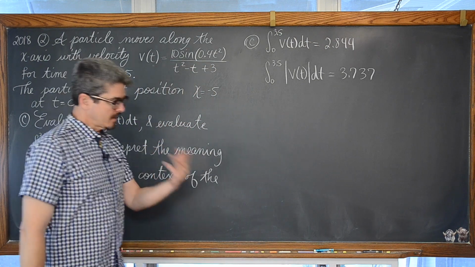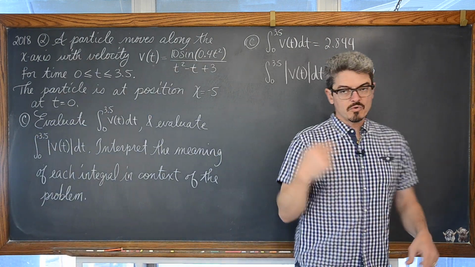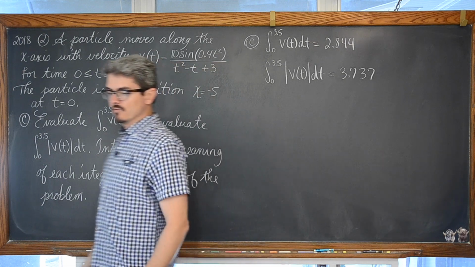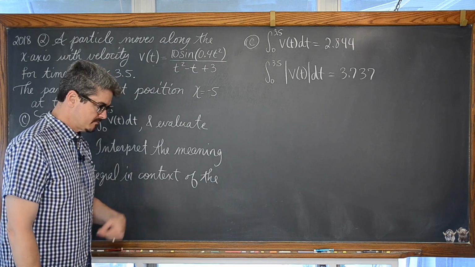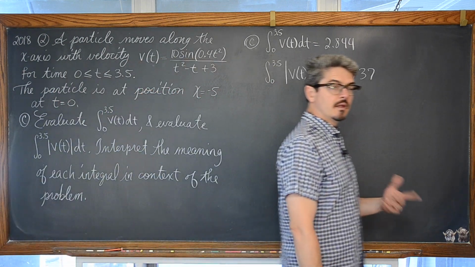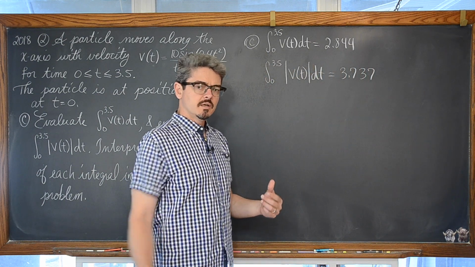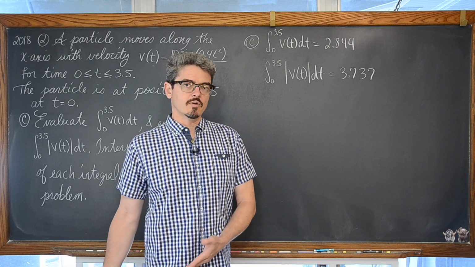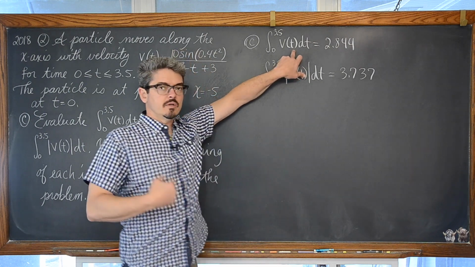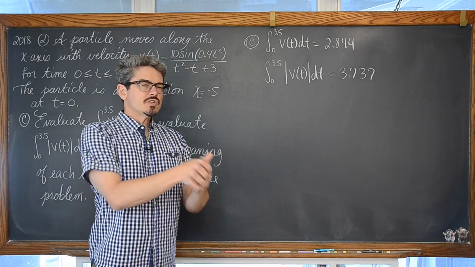When we're moving to the right, our velocity is positive. When we're moving to the left, our velocity is negative. And if I move to the right, let's say 4 feet, and then my velocity becomes negative, and I move back 3 feet, then I'm only 1 foot from where I started from. That's what you get when you integrate velocity. You get a change in position.